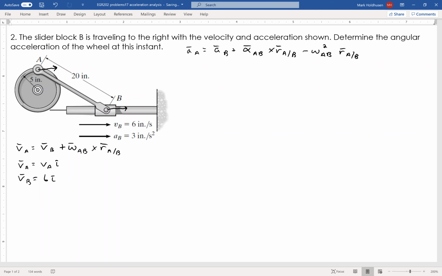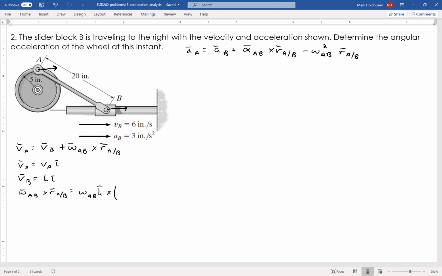Okay, and then I have the omega AB crossed with R of A with respect to B. And again, omega AB, I don't know what it is. I do know it is in the K direction. Not sure if it's positive or negative. I'll get a negative if I'm wrong. Okay, and then R of A with respect to B, again, that goes from B to A, so it's negative X, positive Y.